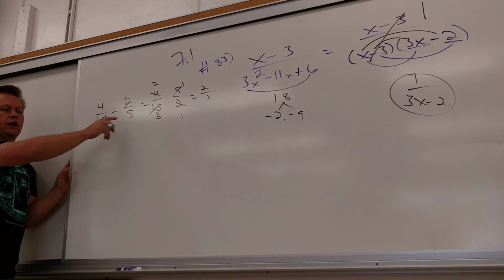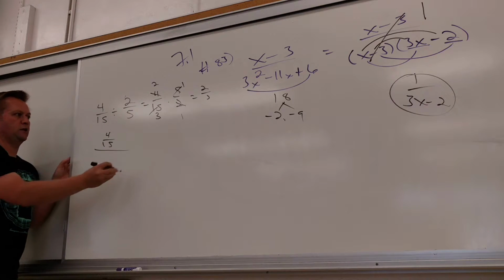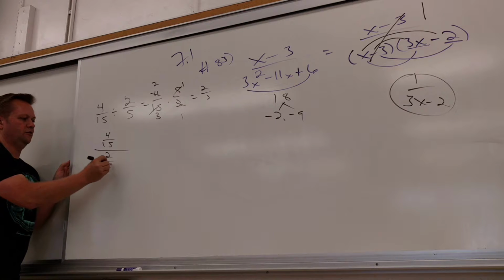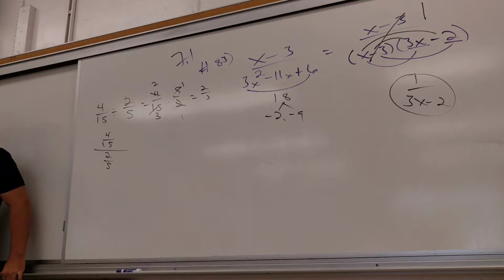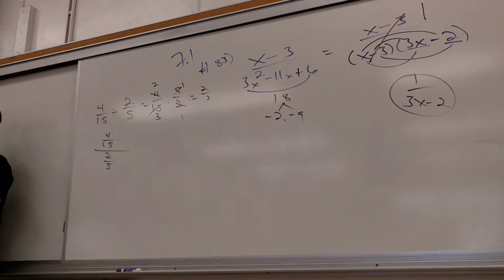I'm going to write this the way I would never write this. 4 15ths divided by 2 fifths. Now somebody help me out. Why is that particularly disgusting? Complex fractions. Yeah, there are fractions inside of fractions. Officially, it's called a complex fraction. We have a whole section coming up in our future about complex fractions. So now stay with me.